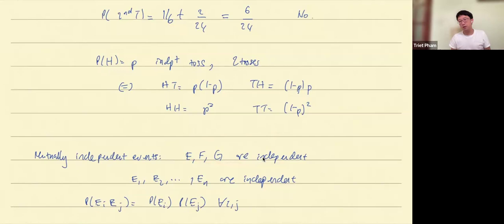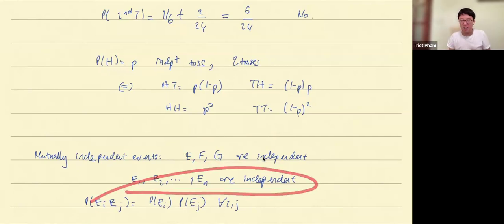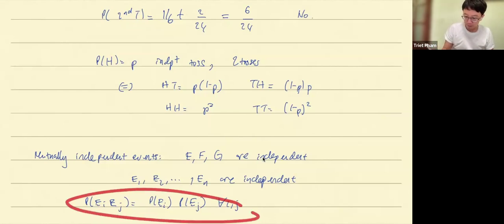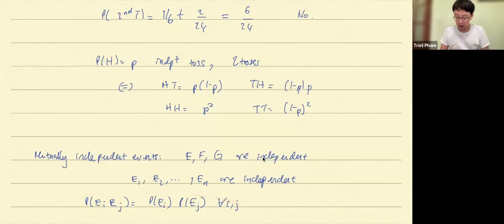Question, is this enough? Or is this what should be meant when we say the events like this are independent? When you say n events are independent, is this what you mean? Is it what should be meant?